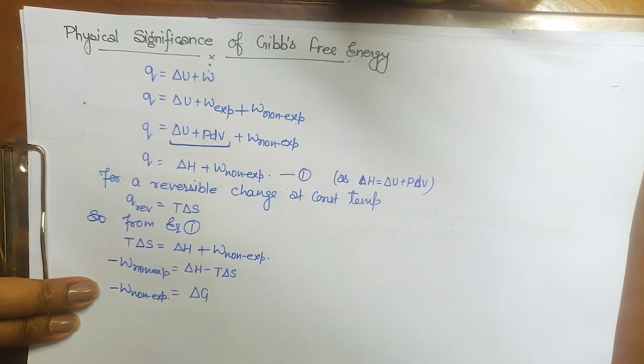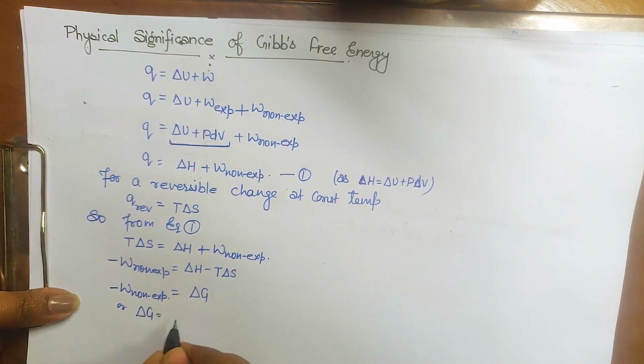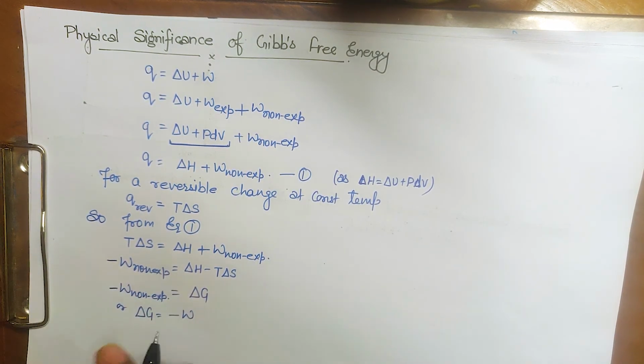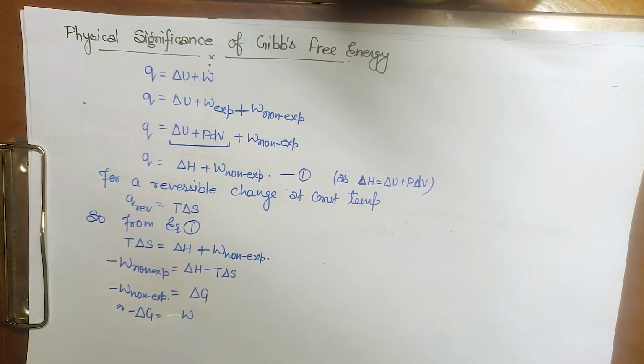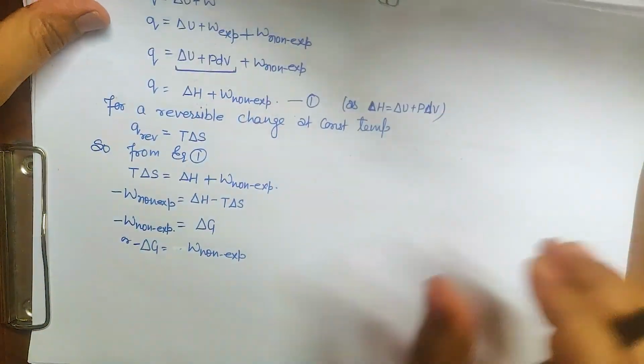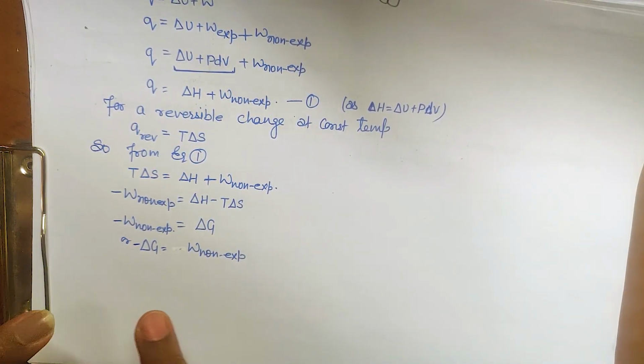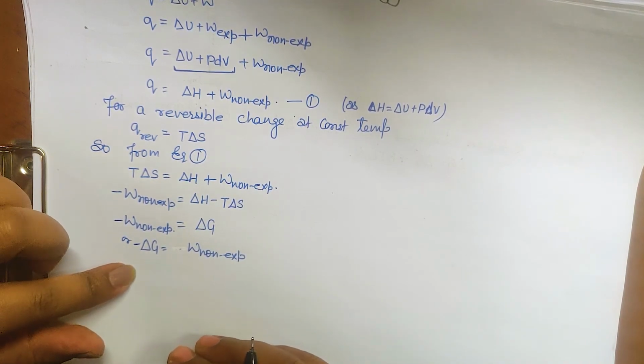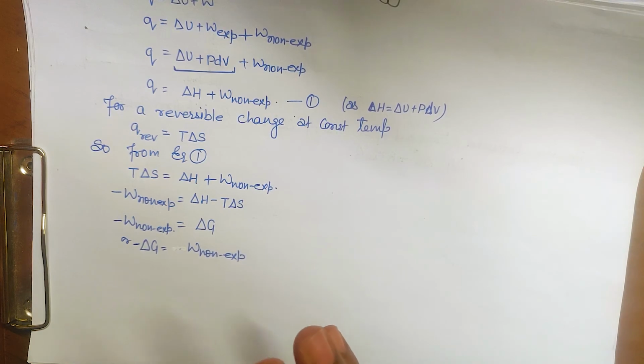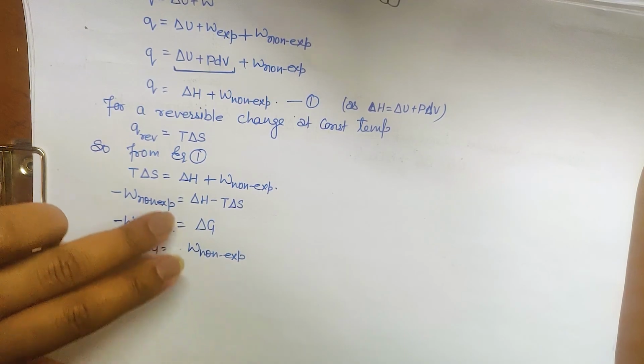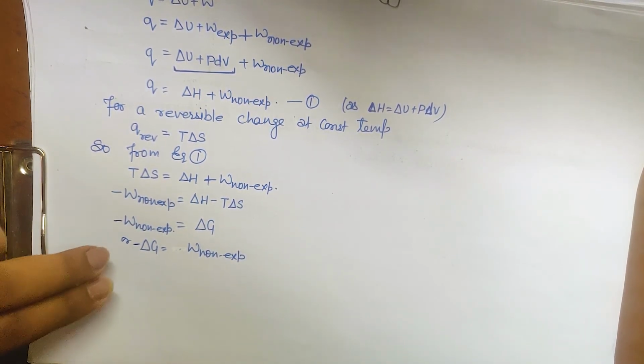Or delta G is equal to minus work. Let me bring this side, minus delta G will be work non-expansion. Can I write like this? Now what will happen from this? In this way we can say that there is a decrease in free energy of the system, minus delta G. In a process, if we want the maximum useful work done by the system, because it was negative, so the maximum work done by the system will lead to decrease in delta G. Are you getting it?